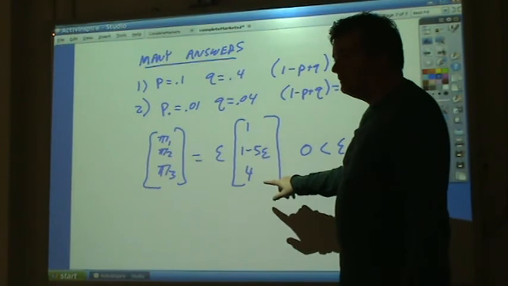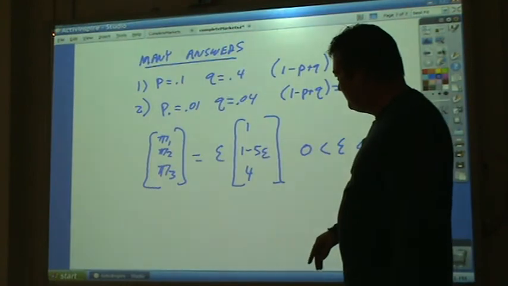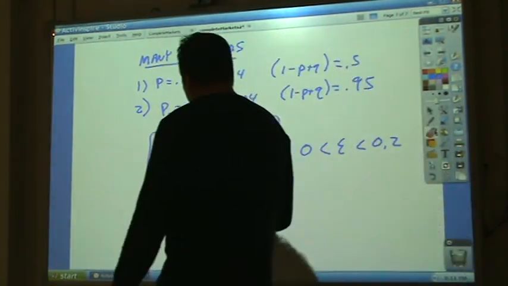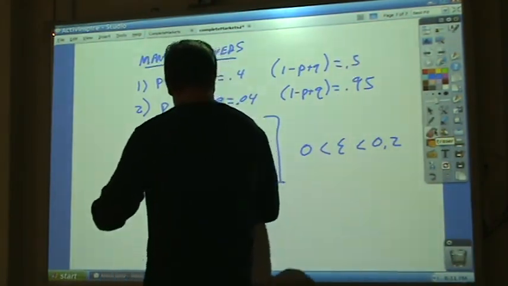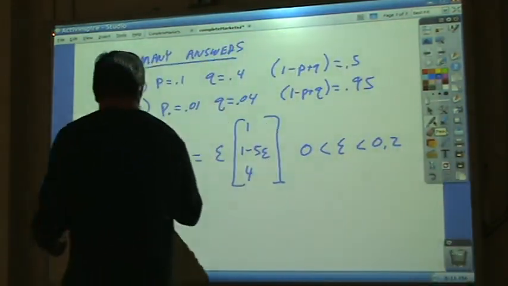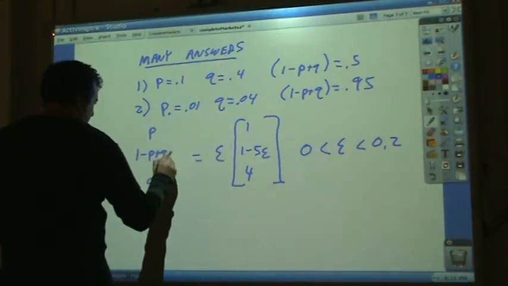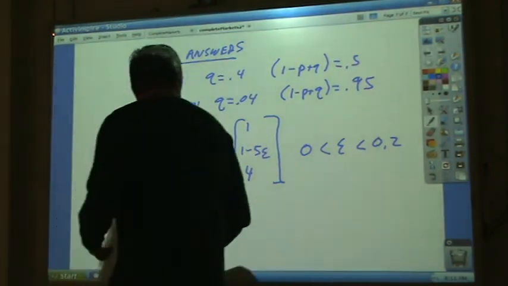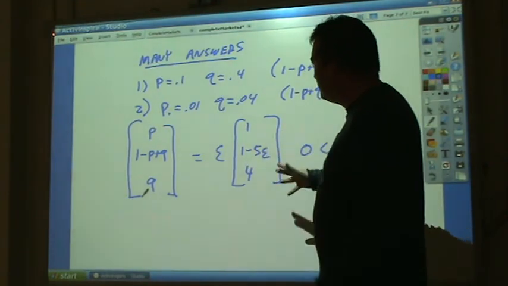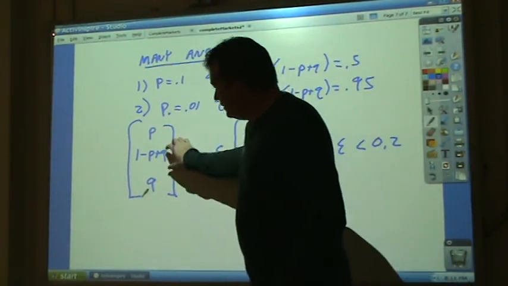Why is pi in there? Yeah, that's true. This should be P and Q and the thing in the middle. That's a good point. That's just from the notes where I got them. This should be P, Q, and 1 minus p plus q. So there are infinitely many of them, as long as Q is 4 times P and the thing in the middle is the remainder.